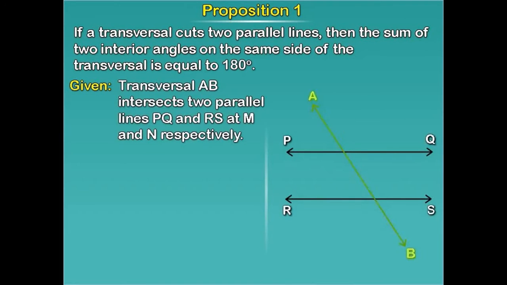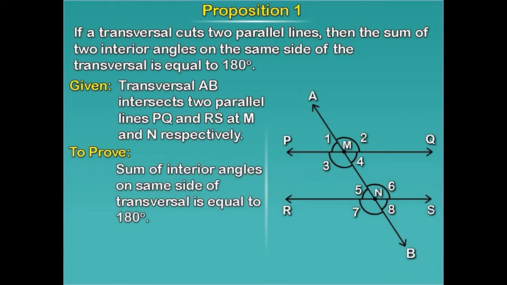Suppose a transversal AB intersects two parallel lines PQ and RS at M and N respectively. These are the angles made by the two lines. Now, you have to prove that the sum of the interior angles on the same side of the transversal is equal to 180 degrees. That is, you have to prove that angle 3 plus angle 5 is equal to 180 degrees and angle 4 plus angle 6 is equal to 180 degrees.